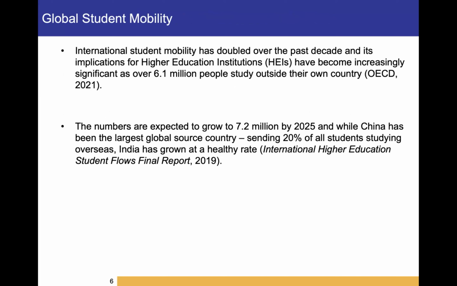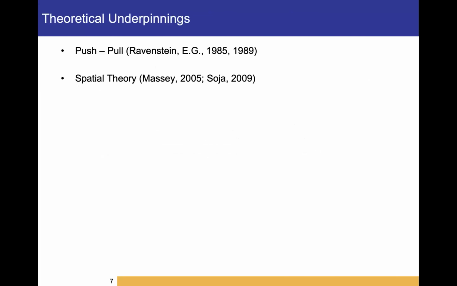There is, I think, no doubt that there are a lot of students who are studying abroad, which is also shown by the figures of OECD and other reports, which show that about 6.1 million people study outside their own countries. This number is not only expected to grow in leaps and bounds, but also to be dominated by India in the coming future. If that is the state, then what can theoretically be used to examine the concept of student mobility? So I took up two theories which have been widely used in the area of migration: the push-pull theory and the spatial theory.